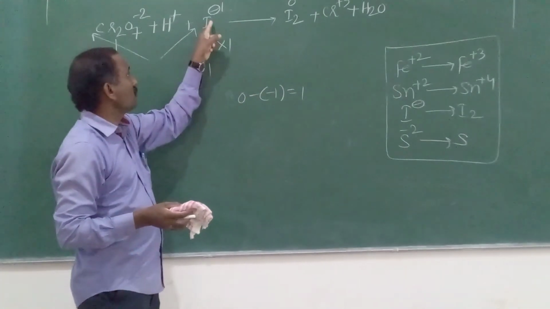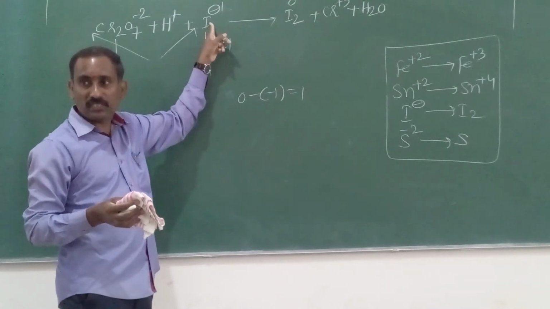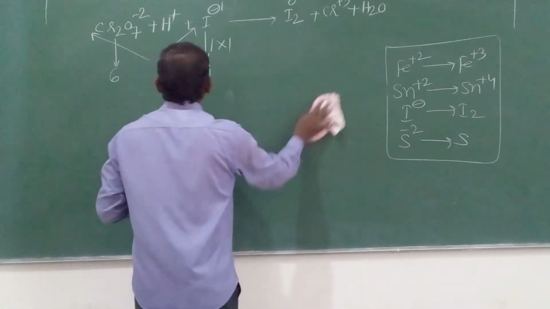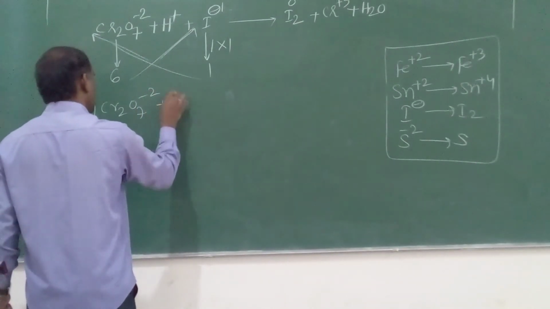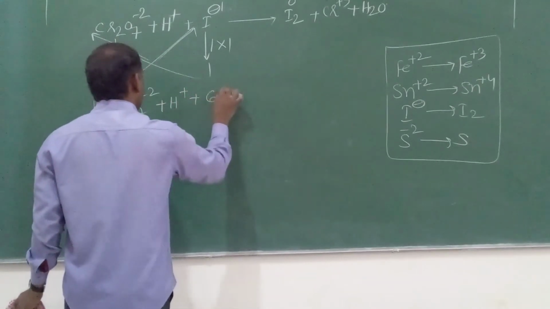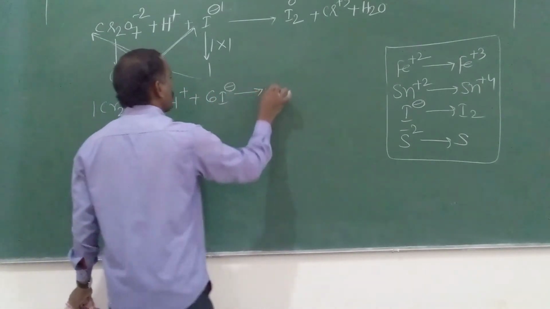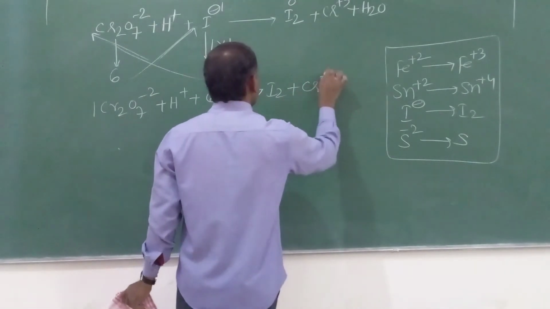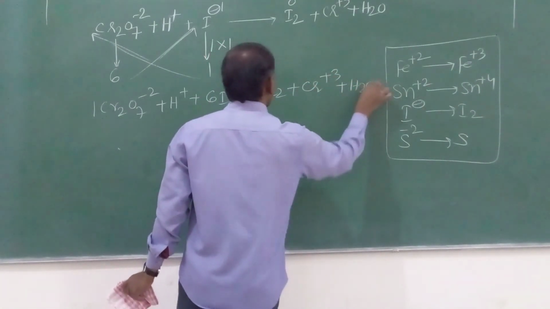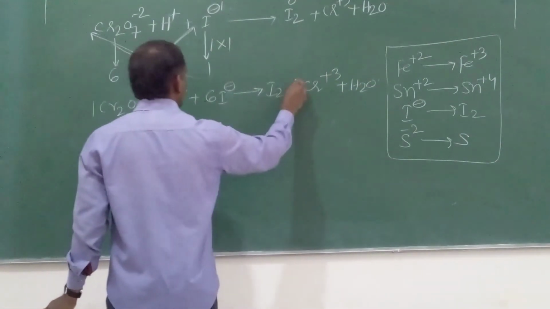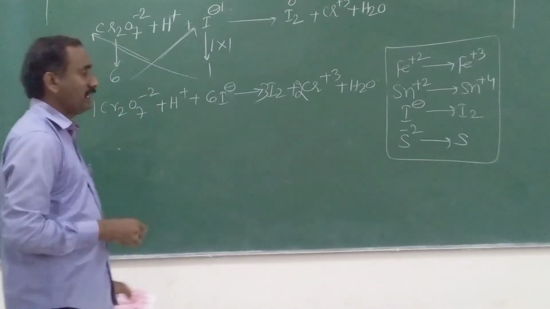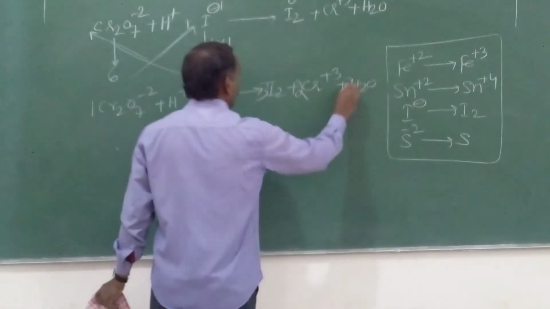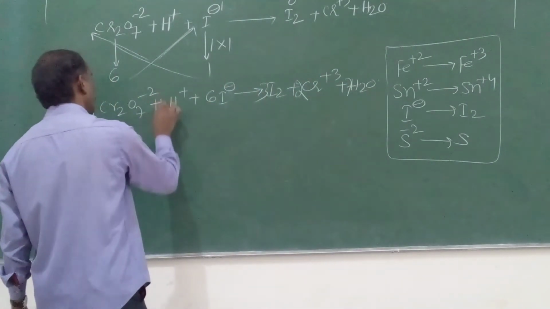Only the reactant atoms undergo the change, so don't look at the product atoms. Immediately do cross multiplication. 1 Cr2O7 minus 2 plus H plus 6 I minus gives rise to I2 plus Cr plus 3 plus H2O. 2 chromiums, 2. Next, 6 iodines; 2 iodines are already there, so multiplied by 3. Then 7, 7, 14, 14: 14 hydrogens, 14 hydrogens.